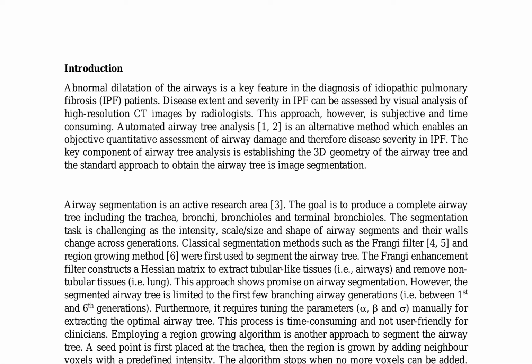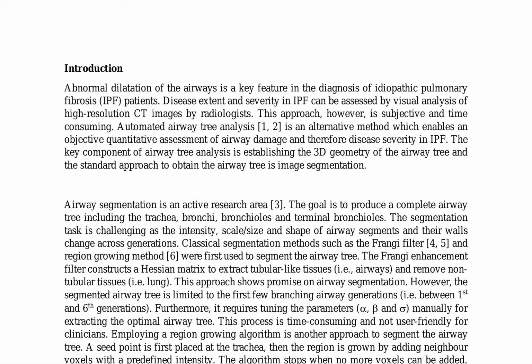and terminal bronchioles. Classical segmentation methods, such as the Frangi filter and region growing method, have limitations. The Frangi enhancement filter uses a Hessian matrix to extract tubular-like tissues but is limited to the first few branching airway generations and requires manual parameter tuning. Region growing algorithms are prone to leakage and undersegmentation due to intensity thresholding.